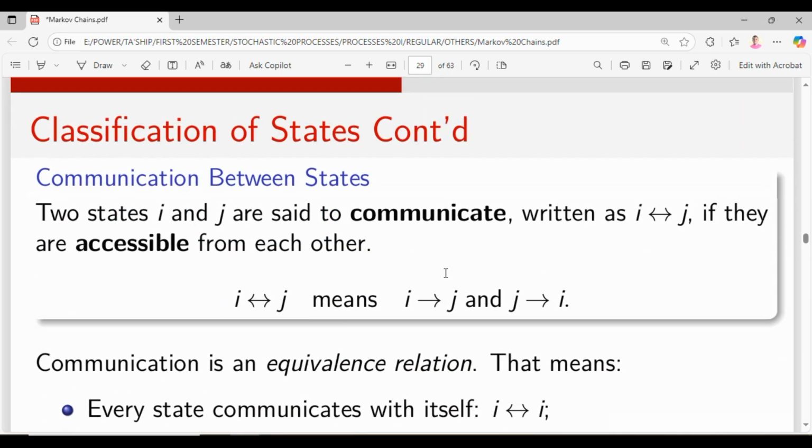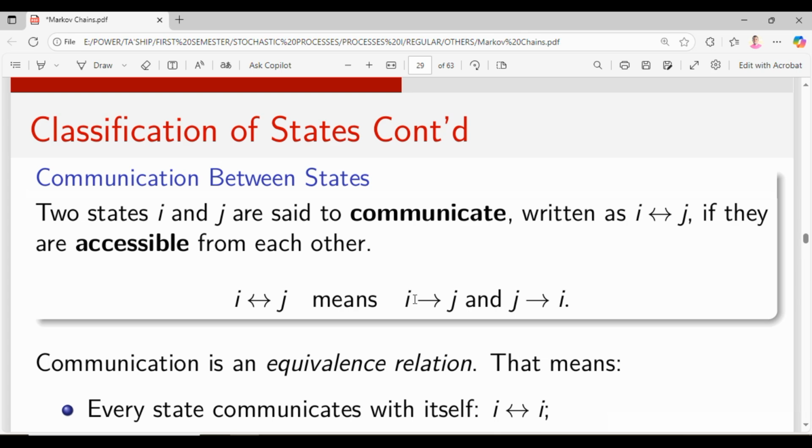Let's look at the communication between classes. That is what we are looking at now. Two states I and J are said to communicate if they are accessible from each other. As in, I is accessible from J and J is accessible from I. So this is the notation we give to it. It means communication happens from both ends.